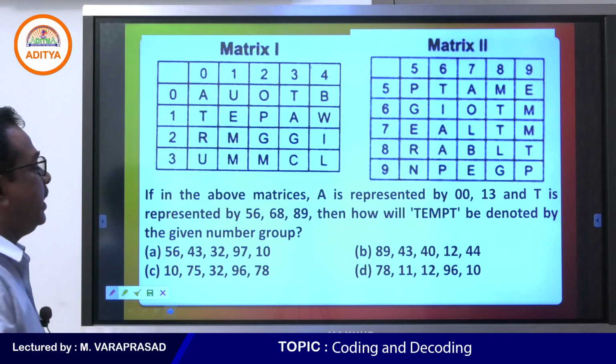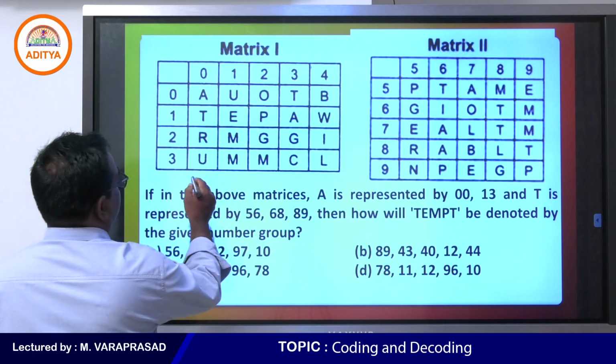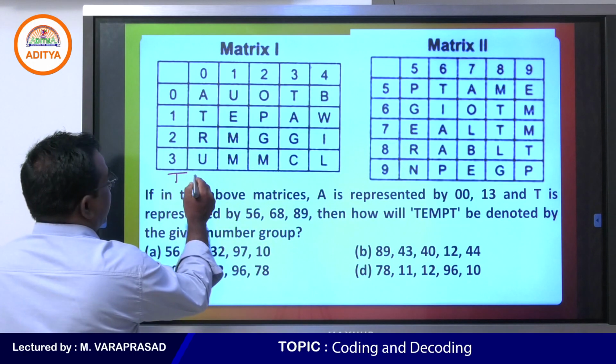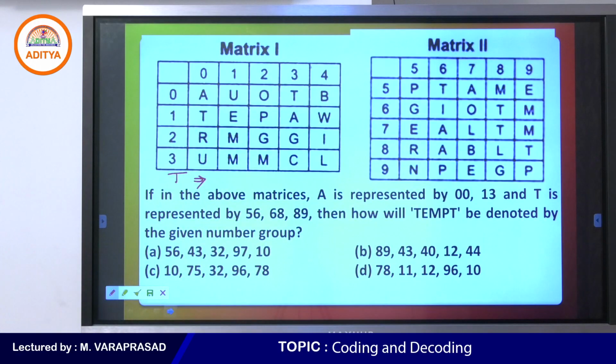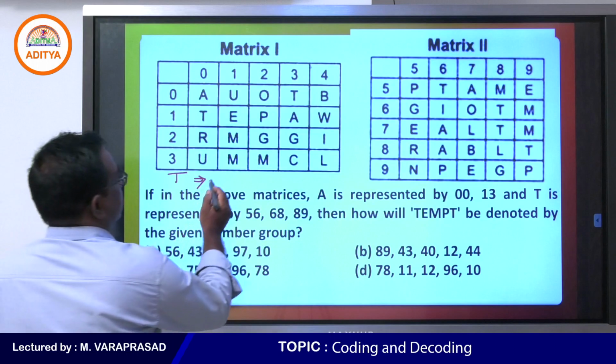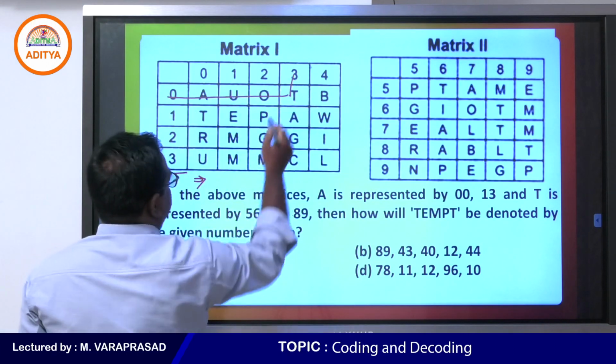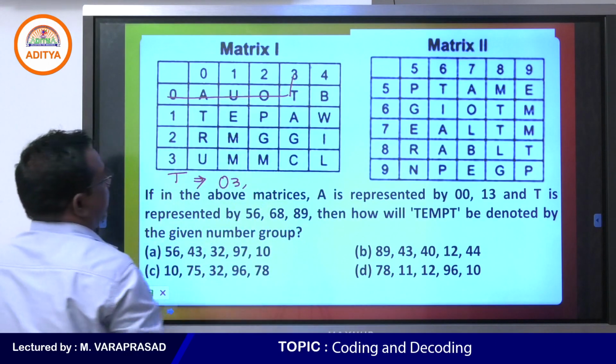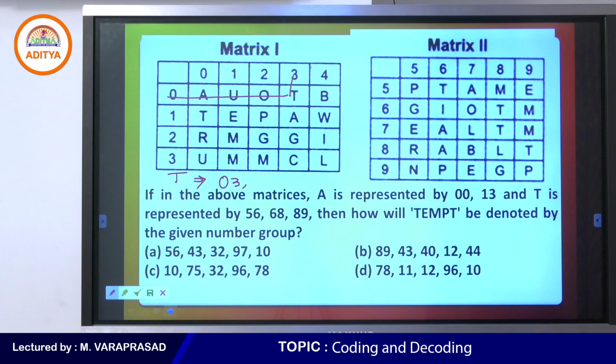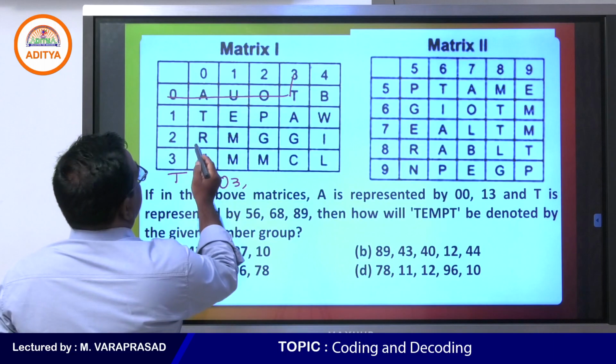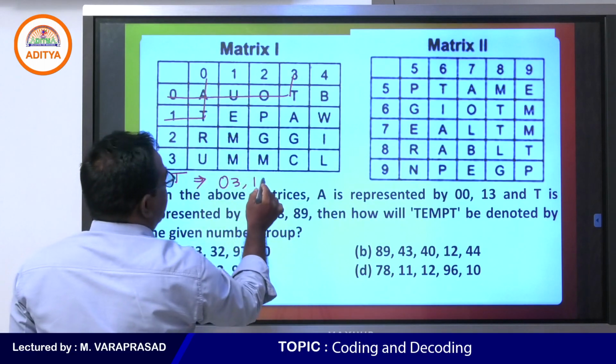So T can be denoted. In how many ways can T be denoted? Once you see, T can be denoted 0, 3. Next one, T can be denoted 10, 10.